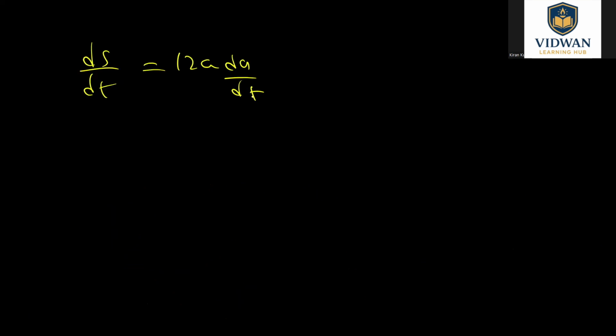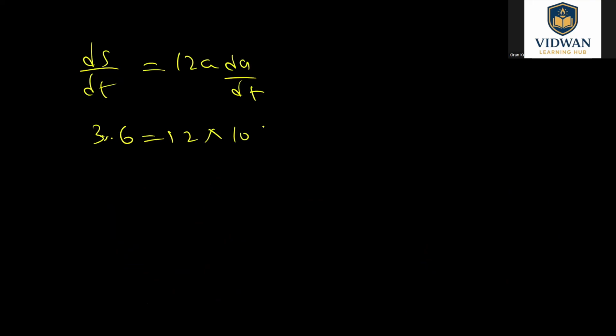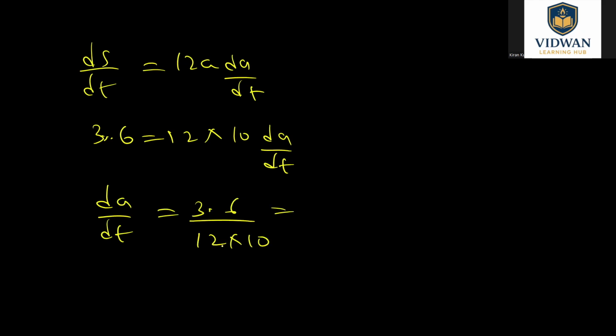And this is given as 3.6. So 3.6 equal to 12 into, what is the side given? The side given is 10 centimeters. So you write into 10 into dA by dt. So the rate of change of the side is 3.6 by 12 into 10. So you can write this as 12, remove 0 here or just divide it. You'll get 0.3 by 10. So 0.03. You can just say centimeter per second.